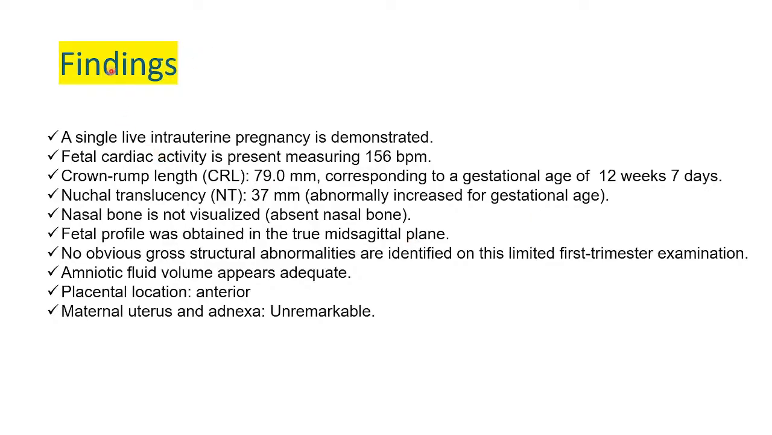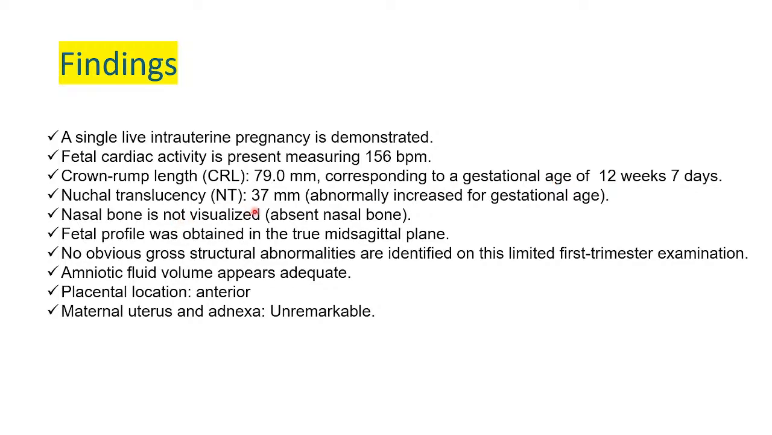So you have to document the findings in every type of sonar or ultrasound that you do. A single live intrauterine pregnancy is demonstrated. Fetal cardiac activity is present, measuring 156 beats per minute. Crown rump length, CRL, 79.0 mm, corresponding to a gestational age of 12 weeks and 7 days.